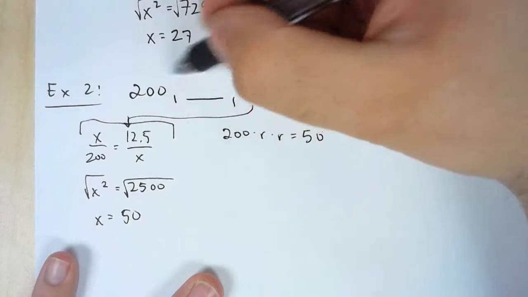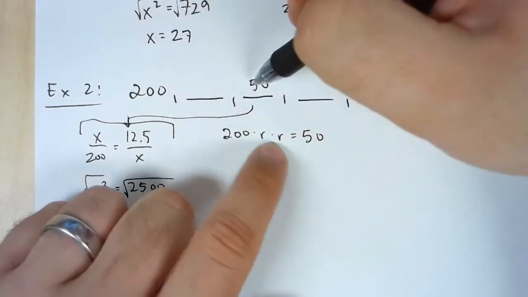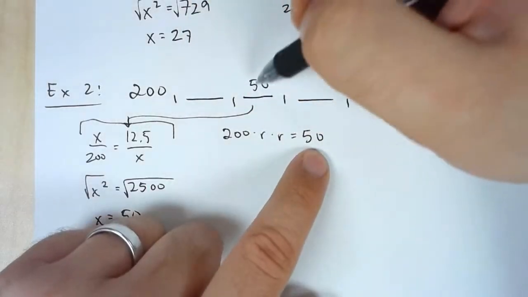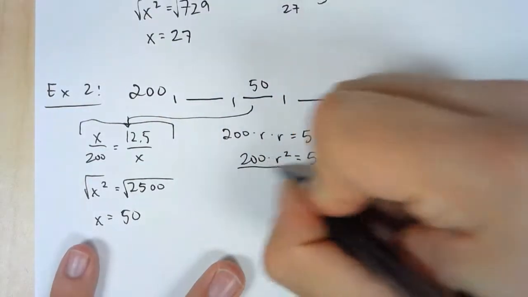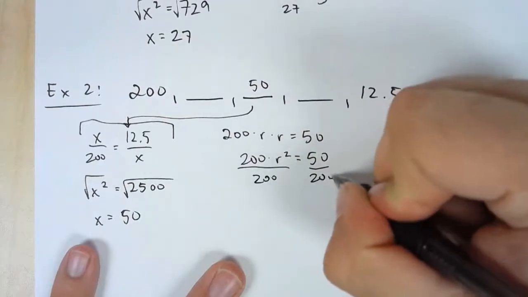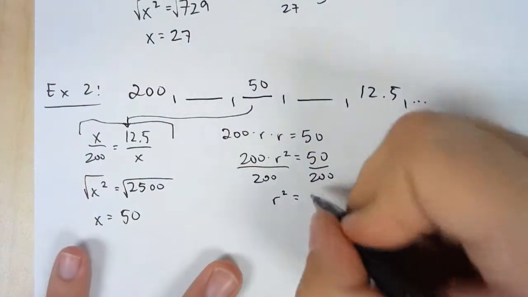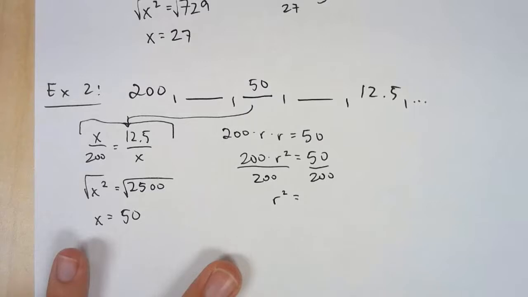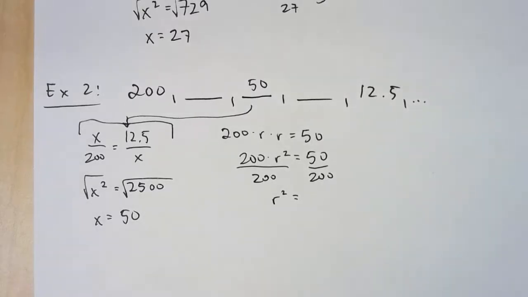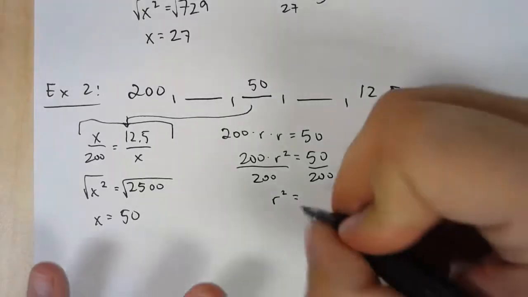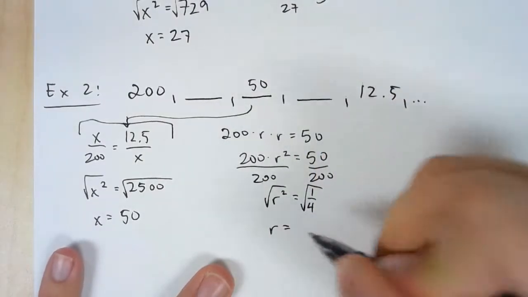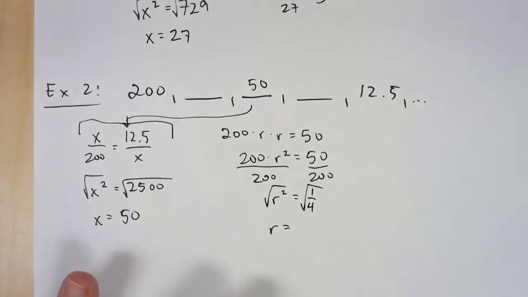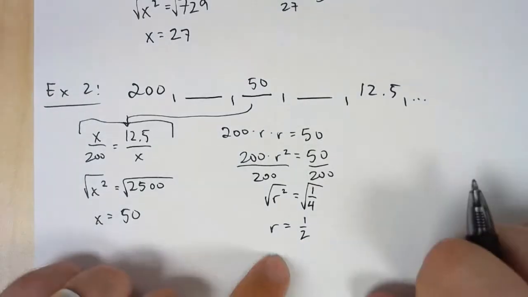You would say 200 times our ratio that we don't know times our ratio again that we still don't know equals our next term. So we would say 200 times r squared equals 50, which then we would divide both sides by 200. So r squared equals, let's see, 50 over 200 is actually 1 over 4. We take the square root of both sides. We find our common ratio r, so the square root of 0.25 or 1/4, however you do it, is 1/2. That says our common ratio is 1/2.